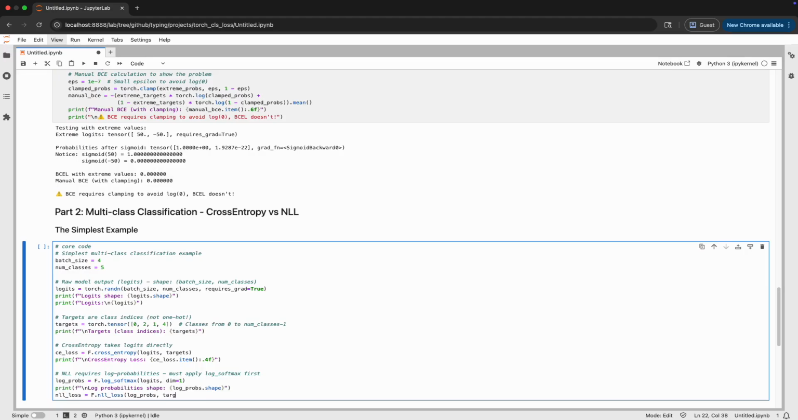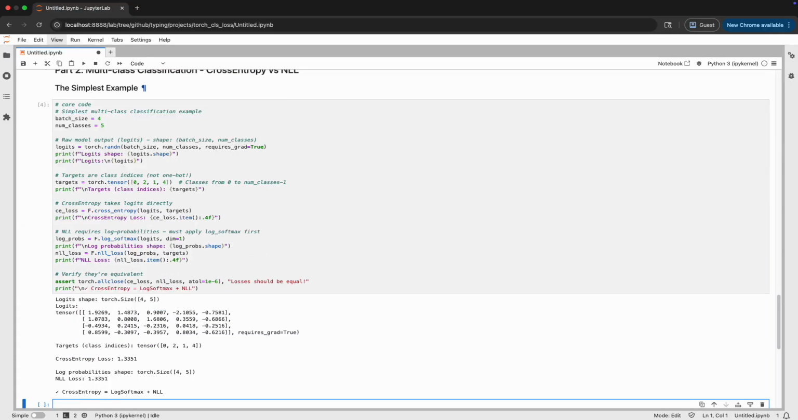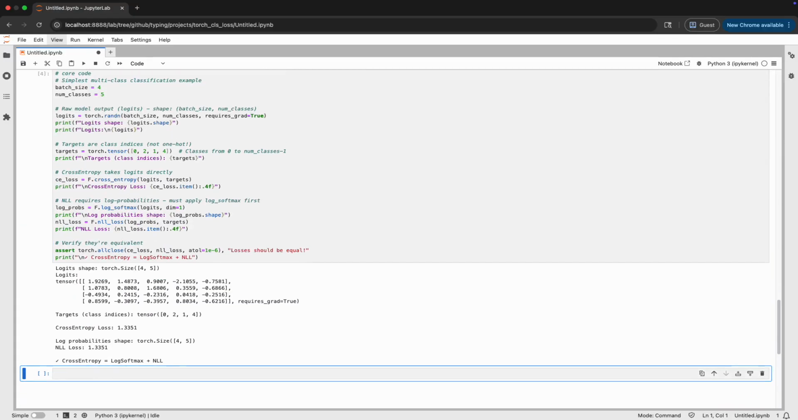Let me show you that both approaches give the same result. Great! Our logits have the expected shape of 4 samples by 5 classes. The targets are simple class indices 0, 2, 1, and 4. CrossEntropy gives us a loss of 1.3351, and when we manually apply log softmax and then use NLL, we get exactly the same loss value. This confirms that CrossEntropy equals log softmax plus NLL.